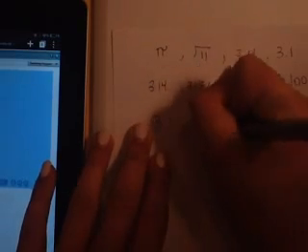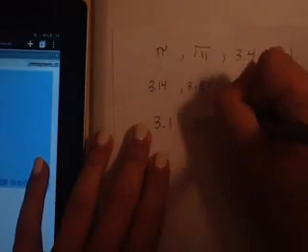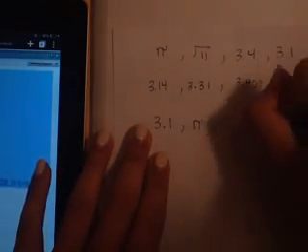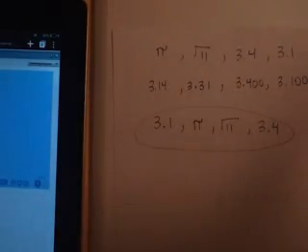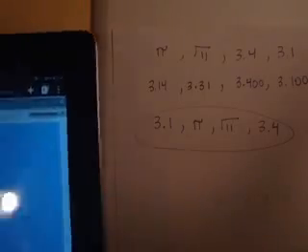least number is going to be 3.1, followed behind pi, followed behind the square root of 11, and then the greatest number will be 3.4. That is order from least to greatest. The only difference we changed was to change pi to its approximation and change the square root of 11 to its approximation.